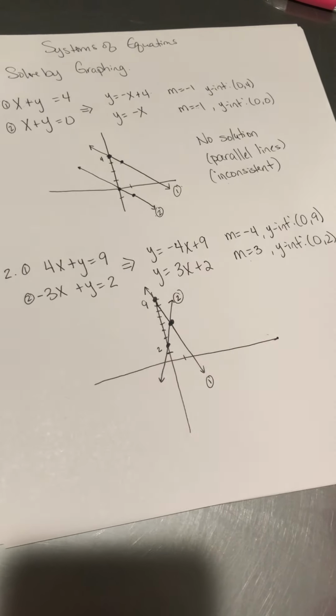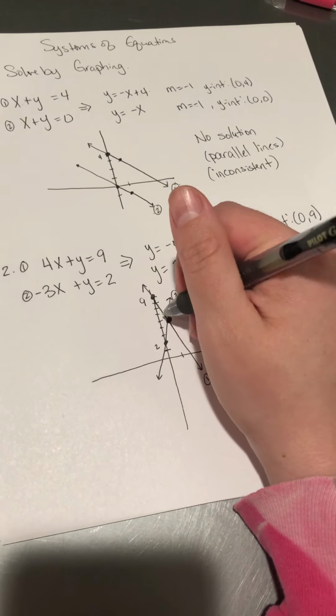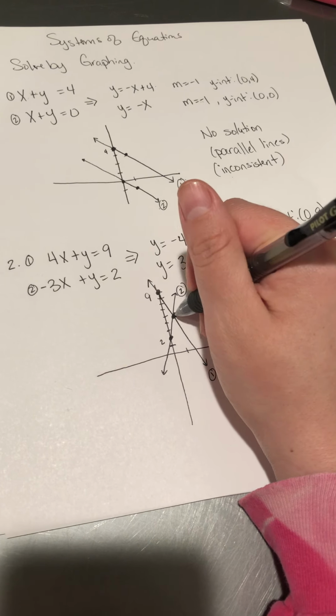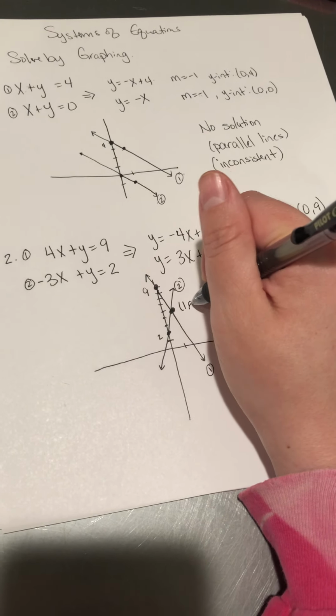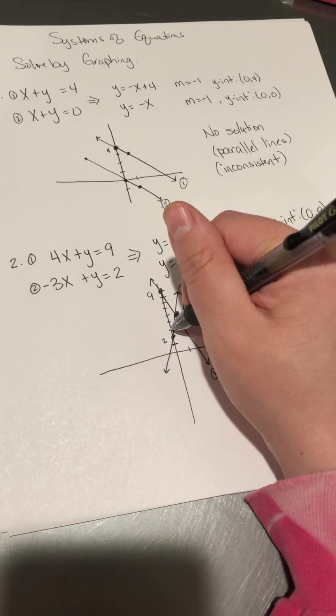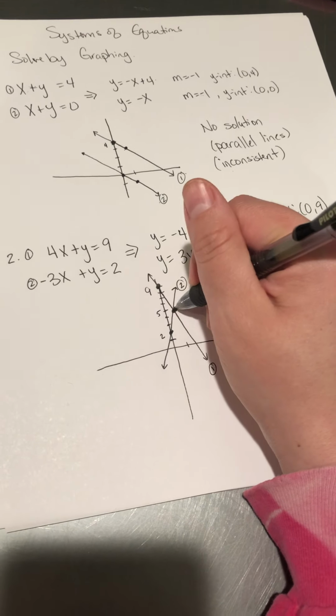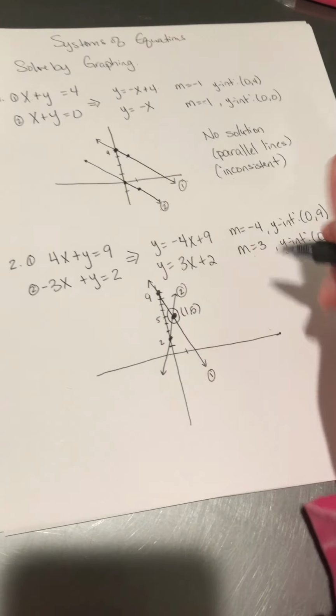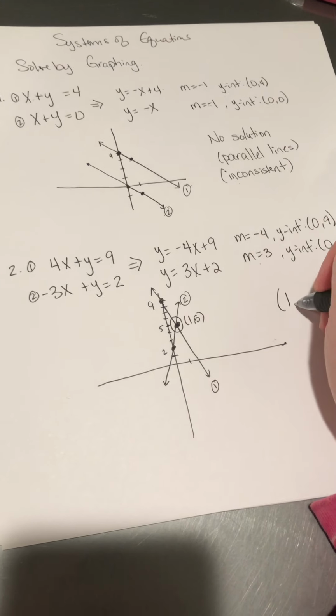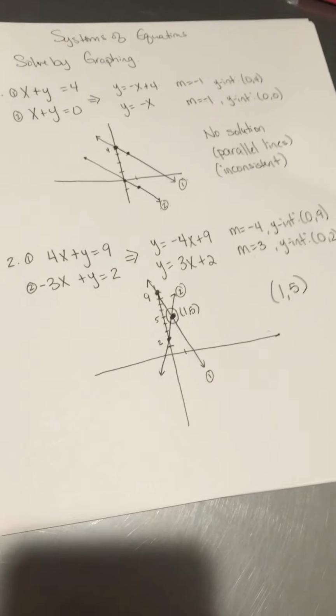And so that is my second line. So this is the point here, 1, 5, because if here's 2, 3, 4, 5, so this is 5. So this is where they intersect, so therefore that is the answer. So my answer would be 1, 5.